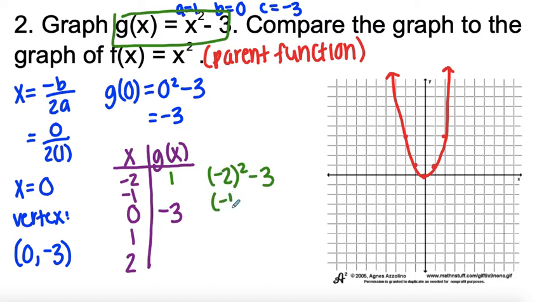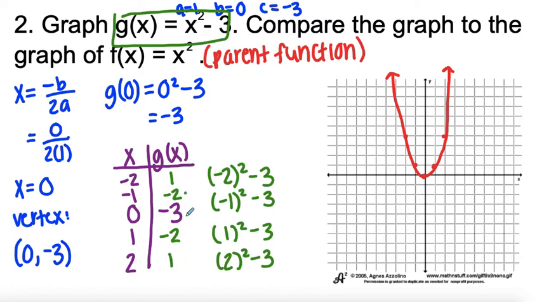Plugging in negative 1, so I have negative 1 squared, which is 1, minus 3 gets me negative 2. Plugging in 1, I have 1 squared, which is 1, minus 3 gets me negative 2 again. And then 2 squared minus 3 gets me 1. So again, you notice these two match, and then those two match, and that's going to be the case every time.